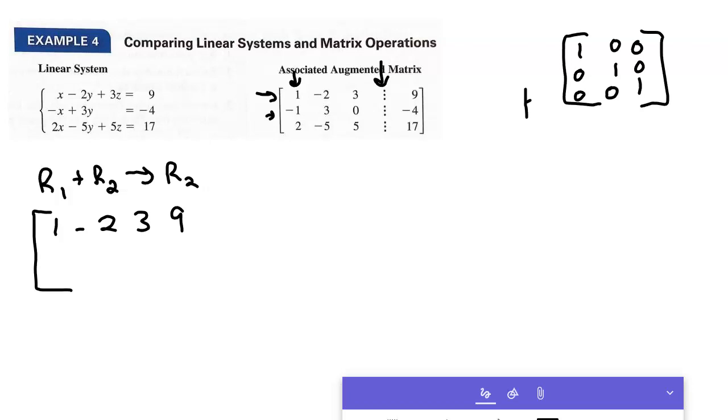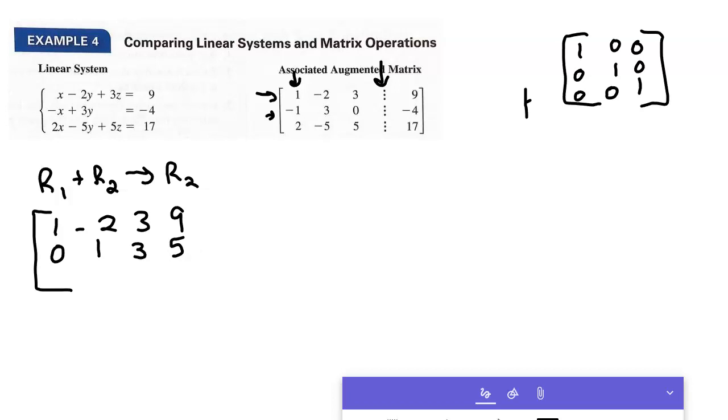And I'm going to add R1 and R2 now in my head. So 1 plus -1 is 0. -2 plus 3 is 1. 3 plus 0 is 3. And 9 plus -4 is 5.